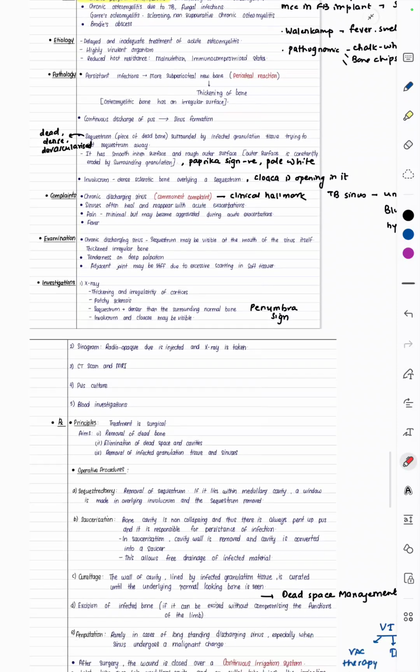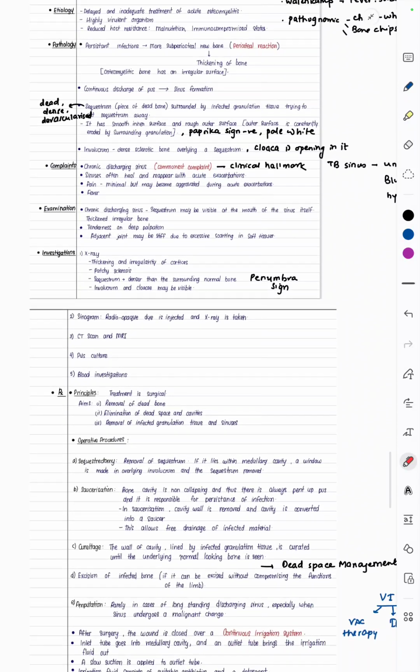Now, investigations: in the X-ray we will find thickening and irregularity of the cortices. Patchy sclerosis is seen. Then there is dense material surrounding the normal bone, that is the involucrum, and the penumbra sign is seen, that is a thick sclerotic ring outside a radiolucent material. Then sinogram, in which a radiopaque dye is injected and an X-ray is taken, and CT scan and MRI can also be done. Pus culture can be obtained.